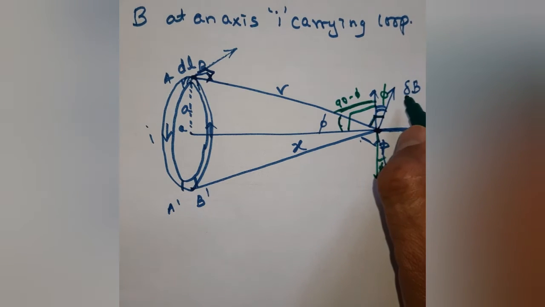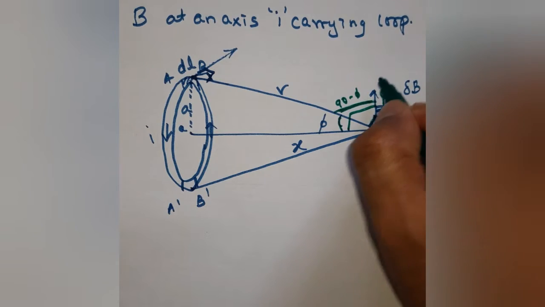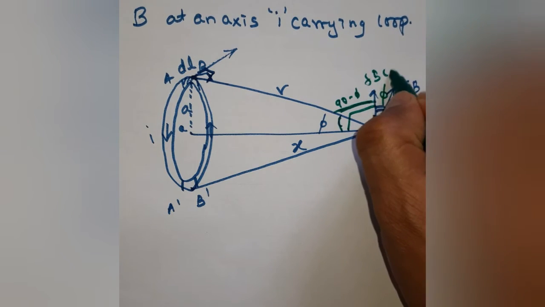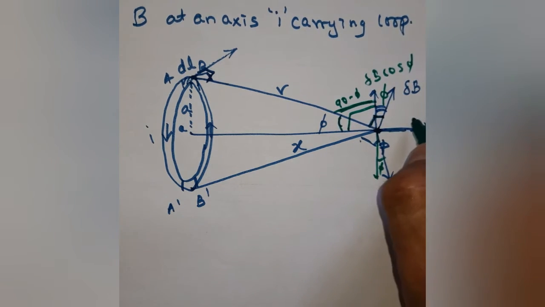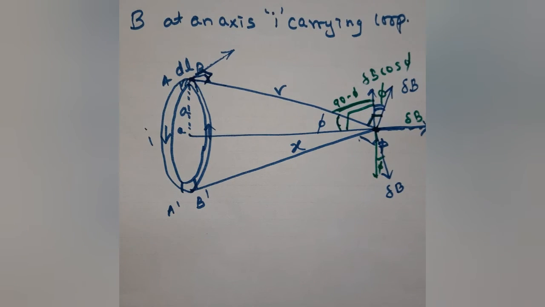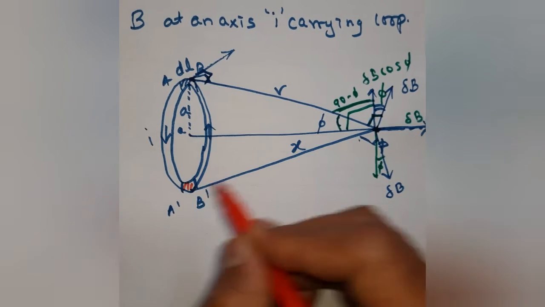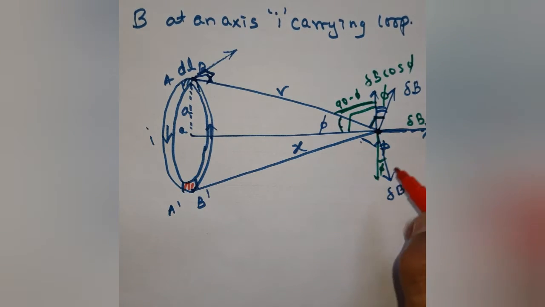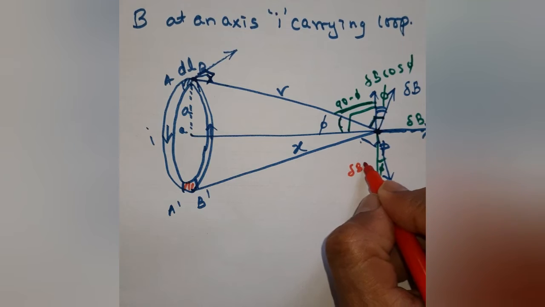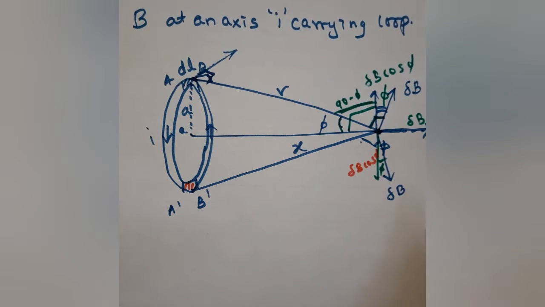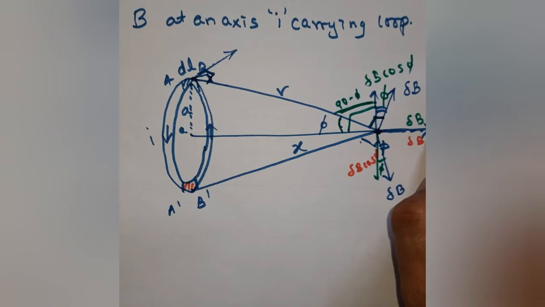So if this is phi, and this is delta B, I know that my adjacent will be delta B cos phi and here it will be delta B sin phi. Due to this particular element, and this is delta B, this will be delta B cos phi and this will be delta B sin phi.